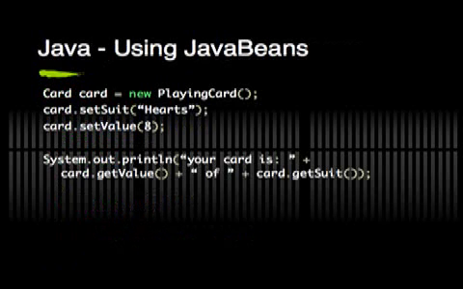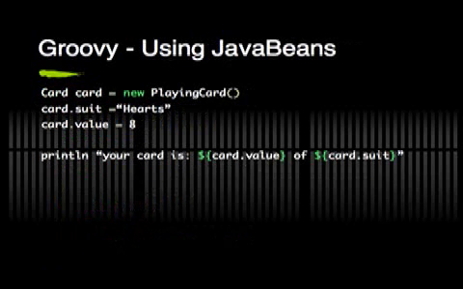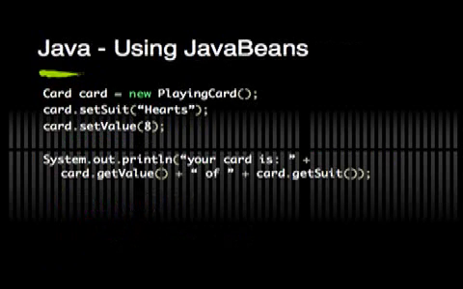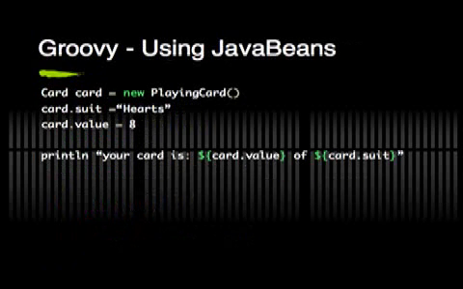More Java beans, interacting with them, the setters there, and getting back the values. In Groovy, it takes away the set suit, open bracket, it comes just down to suit equals. So you're interacting with properties in a more natural manner, but you're not violating encapsulation.